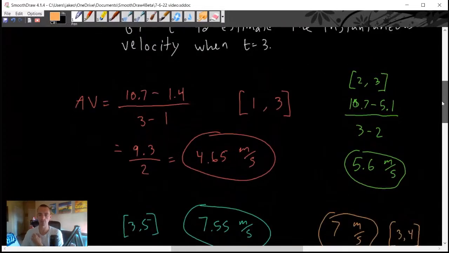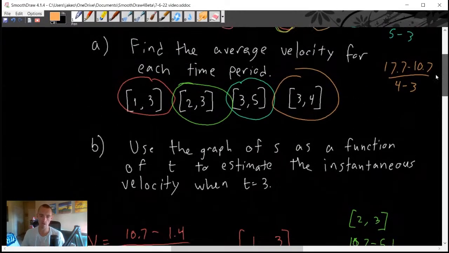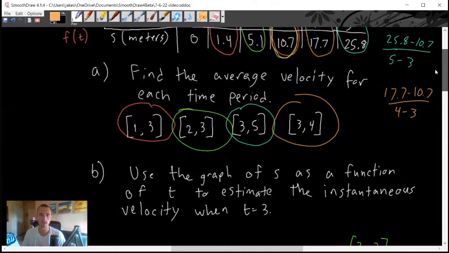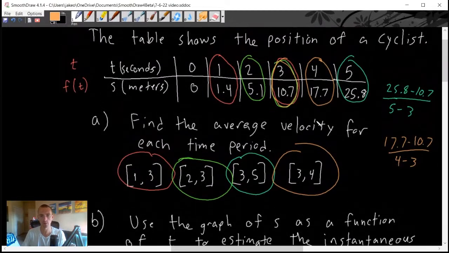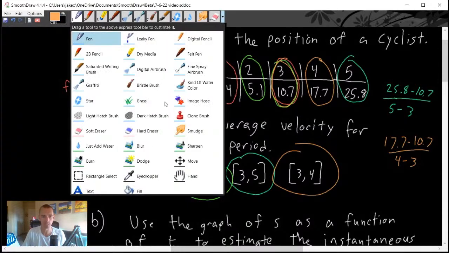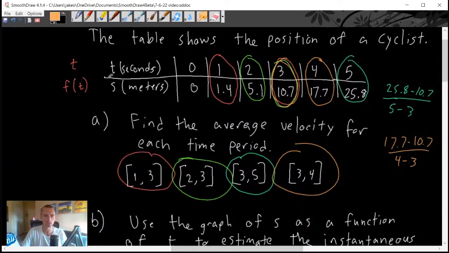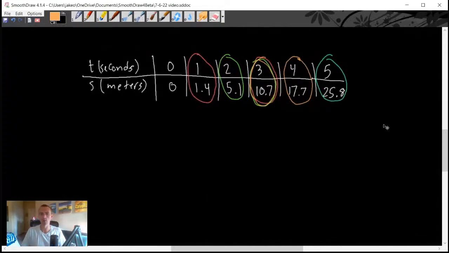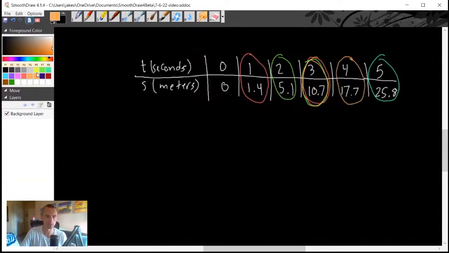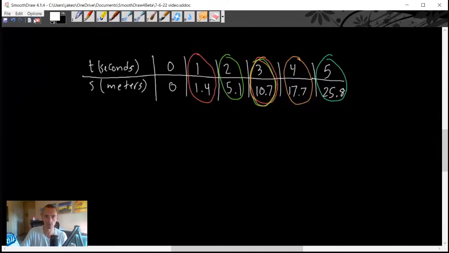Okay, so now moving on to part B here, we're going to use a graph of our function s, graph of s as a function of t, to estimate the instantaneous velocity when t equals 3. So basically we're going to now use a graph of the function that is given in this table here to estimate the instantaneous velocity. So let me just make a copy of this here real quick. All right. We're going to use a graph of this function to estimate the instantaneous velocity at t equals 3.